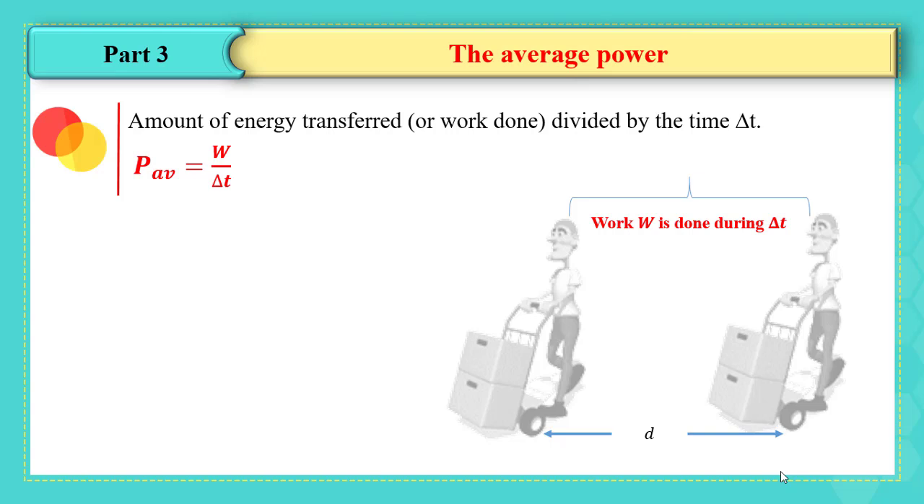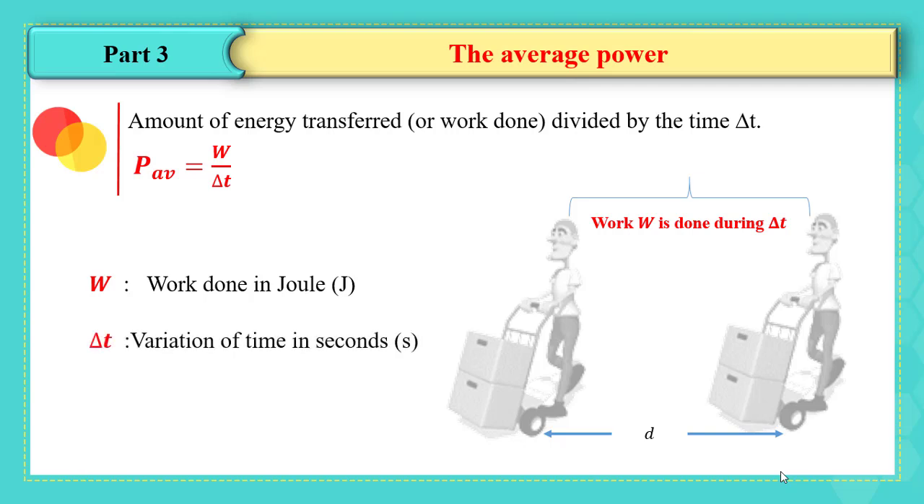Now, according to the units, we can see that the power equals work over delta t. Work is in joules, delta t is in seconds, then the power is in watts, where watt equals joule per second.